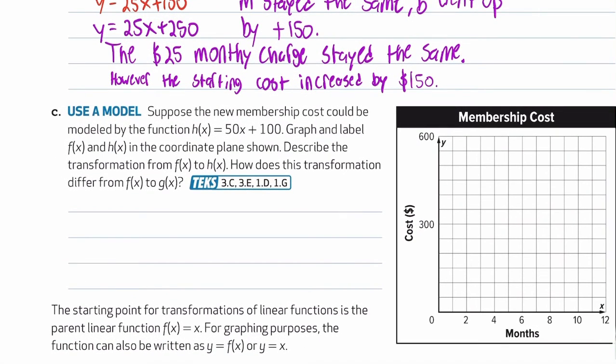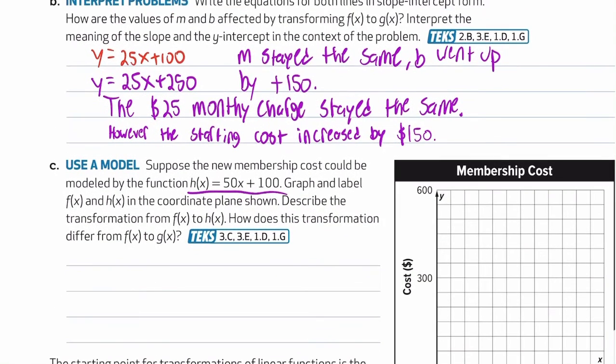Suppose the new membership cost could be shown by this one. That's h of x, which is an entirely new one. Graph and label f of x and h of x. Describe them. Okay, so the first thing we're going to do is graph this new one and the old guy. Well, luckily I have the old guy written right there in red.